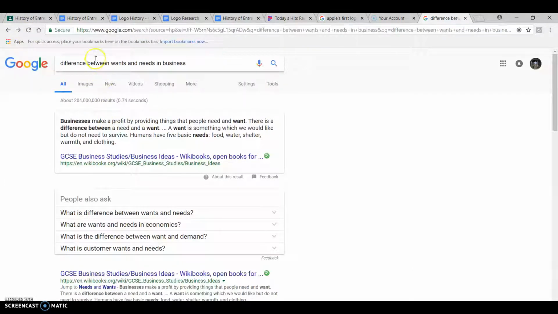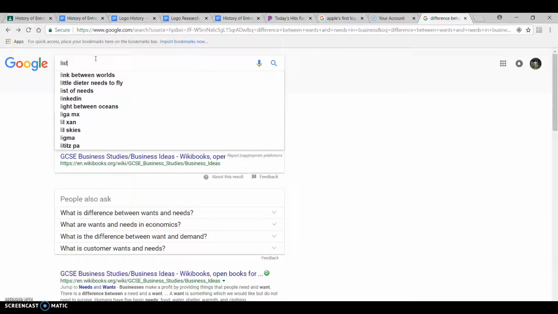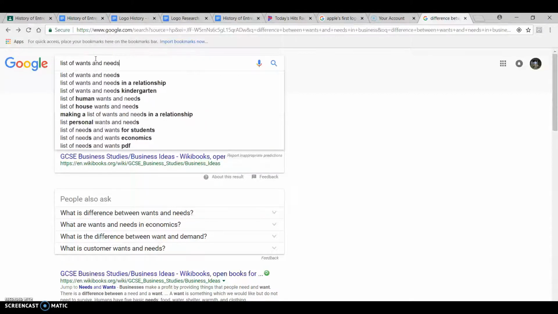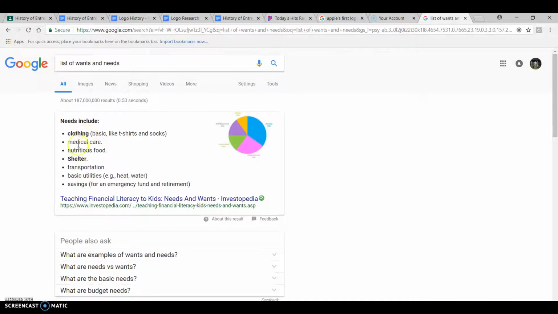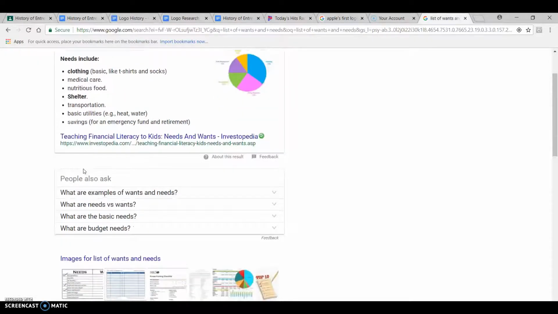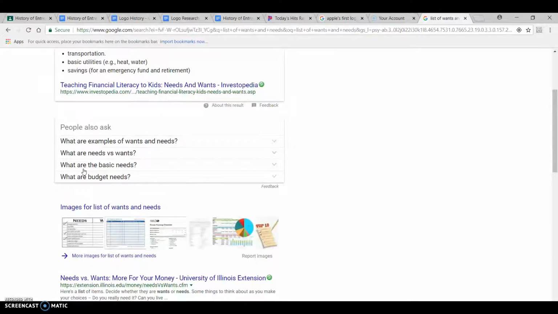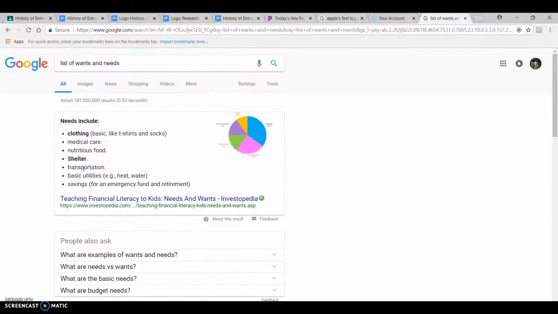Maybe if you want to do something else, like a list of wants and needs. Okay, and then here you can see something: clothing, medical care, shelter, so things like we just talked about. So there's all kinds of information that you can find on the internet if you need some help with figuring out the definitions of what we were talking about.